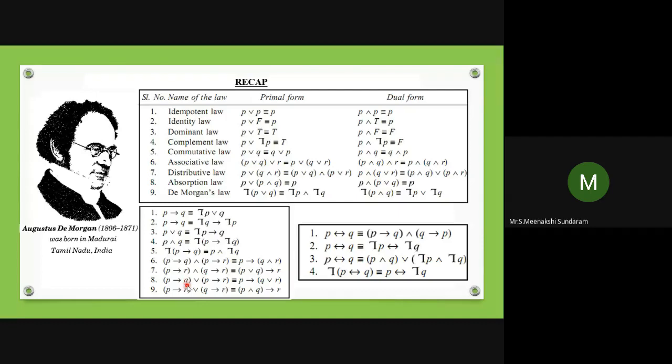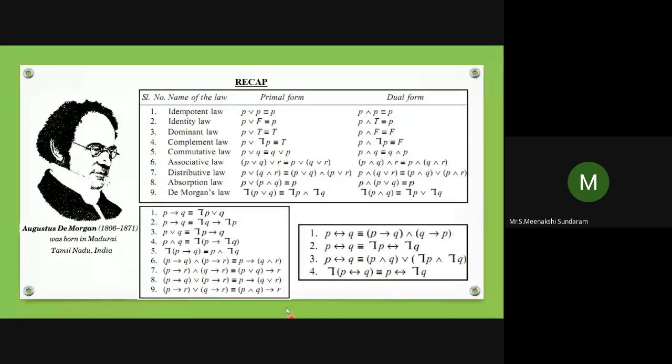P implies R, conjunction Q implies R. If you take R common outside on the left side, the conjunction symbol stays. On the right side, if you take the common term outside, the conjunction symbol changes to disjunction. You have to remember that.